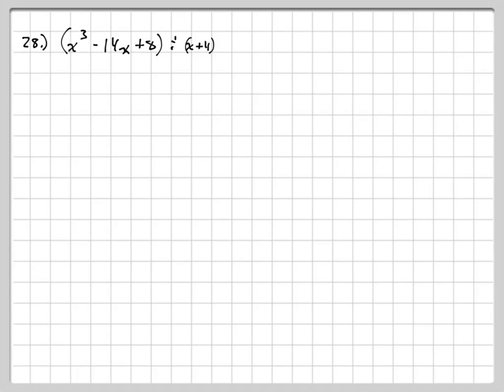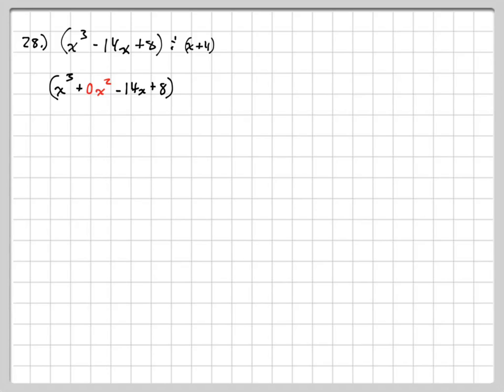Okay, the first thing you need to do is make sure that you're not missing any terms. Both the polynomials should be in standard form and shouldn't be missing any terms. When I'm looking at this, I see x to the third, and then it skips an x squared, and then it goes to x and then a constant. We have to have an x squared in there when we're dividing, for division purposes. And so let's rewrite it: x to the third plus 0x squared minus 14x plus 8.